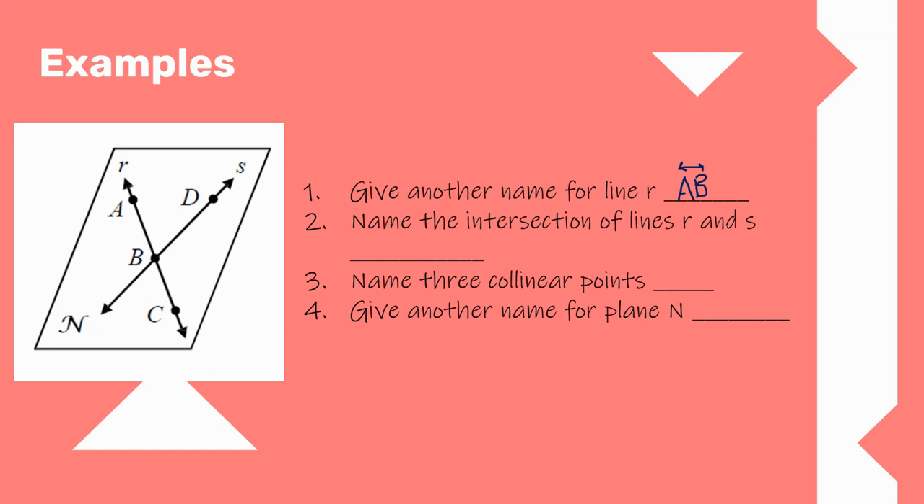Name the intersection of lines R and S. So here's line R, here's line S. They intersect right here at point B. So I can write out "point," or I can just write a B.